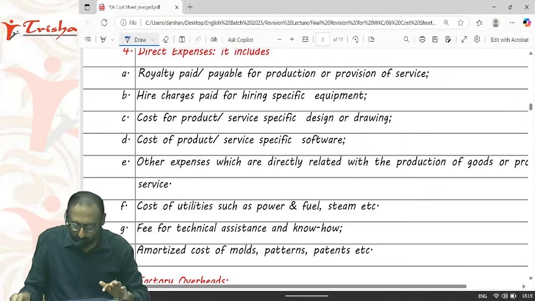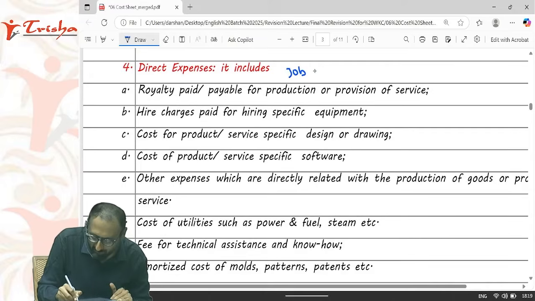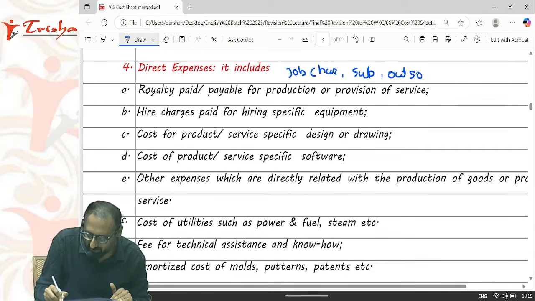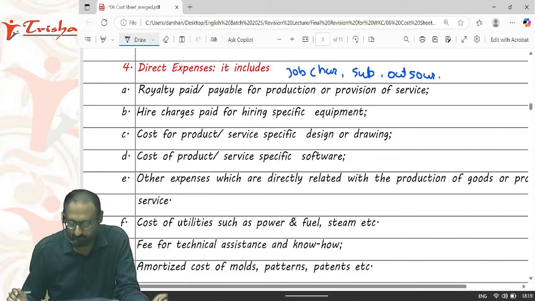Here, job charges and subcontracting charges are not written. So in your concept book also you can write there job charges, subcontracting charges, outsourcing charges will also be covered under direct expenses.